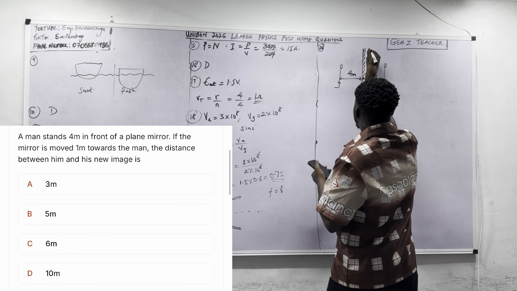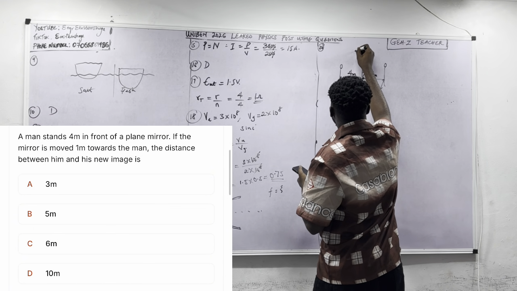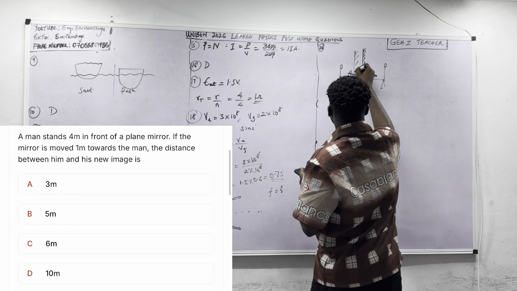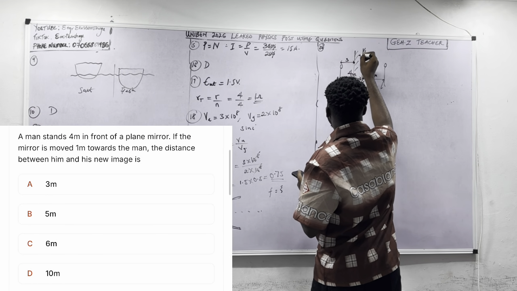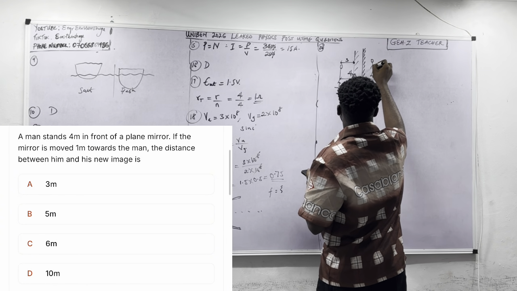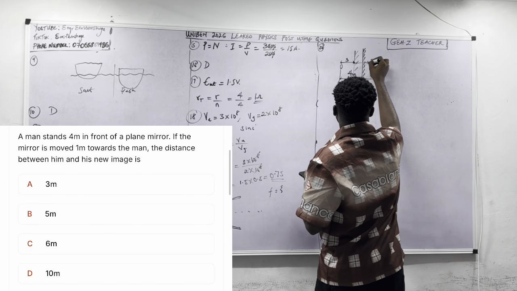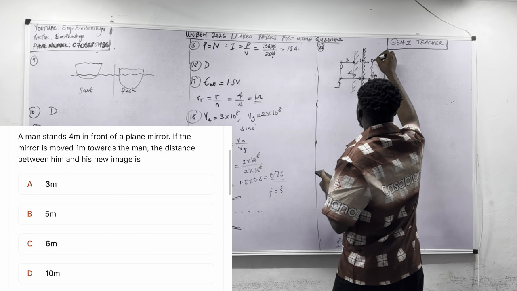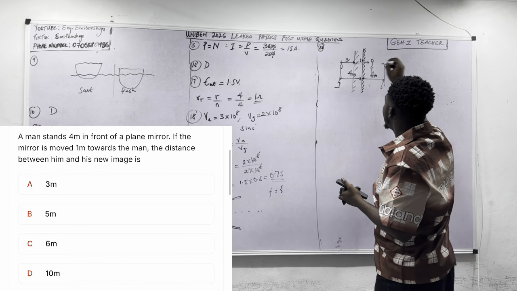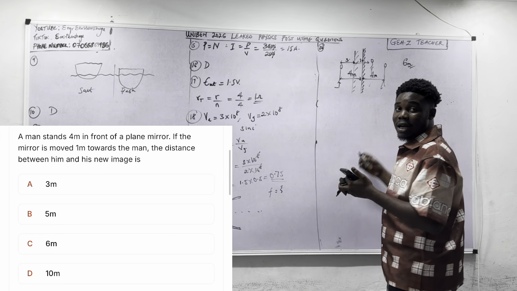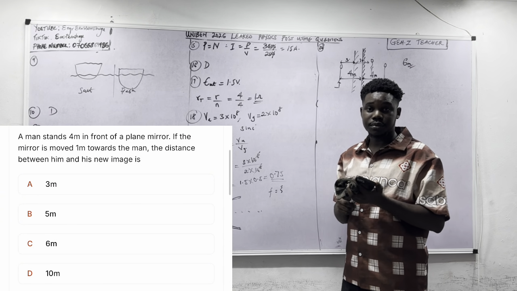Now the mirror was brought 1 meter towards the man. So the mirror is now somewhere around here. So from the mirror now to the man is 3 meters, meaning his new image will also come closer, making 3 meters to the mirror as well. Now the distance between his new image and him is now 3 plus 3, which gives you 6 meters as the correct option, option C.